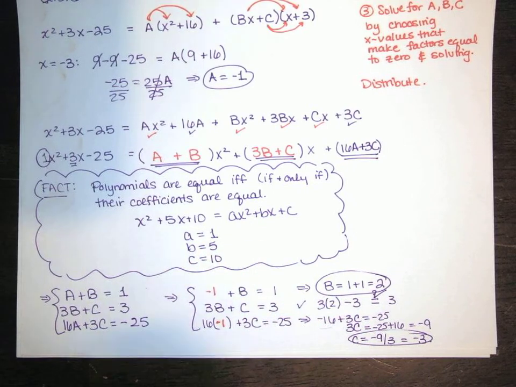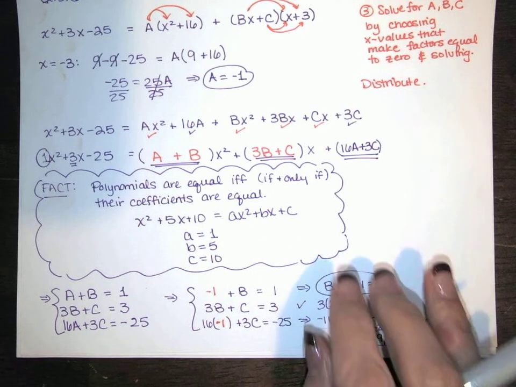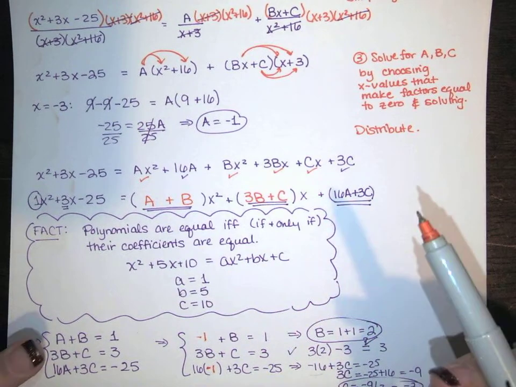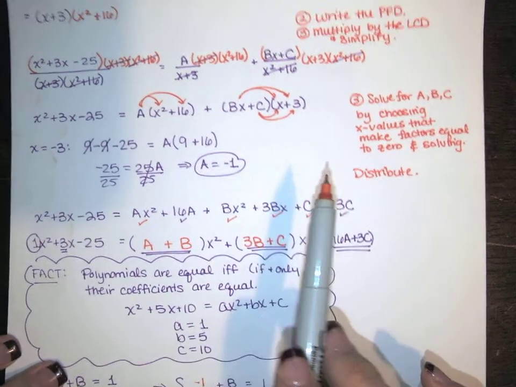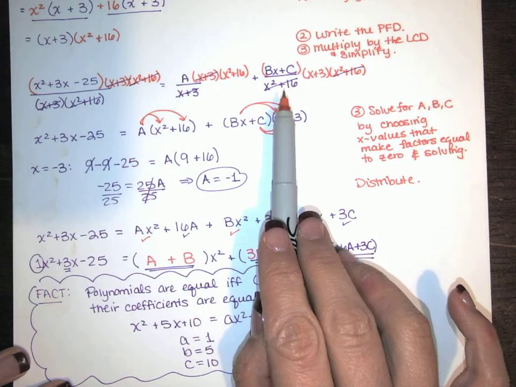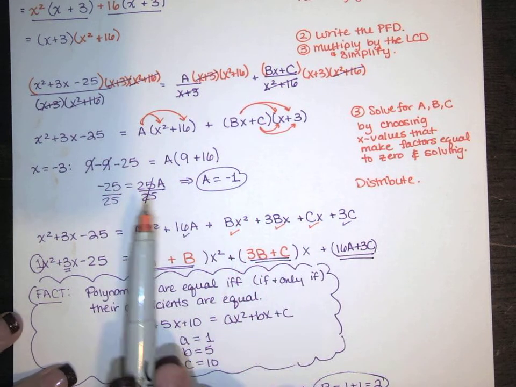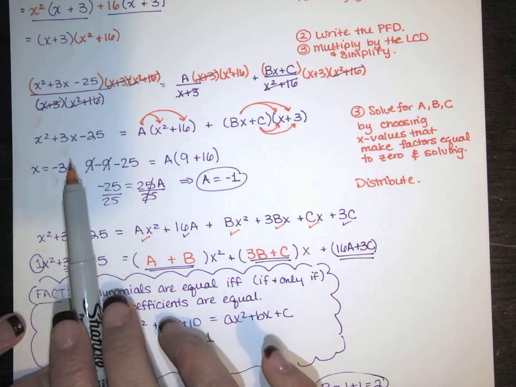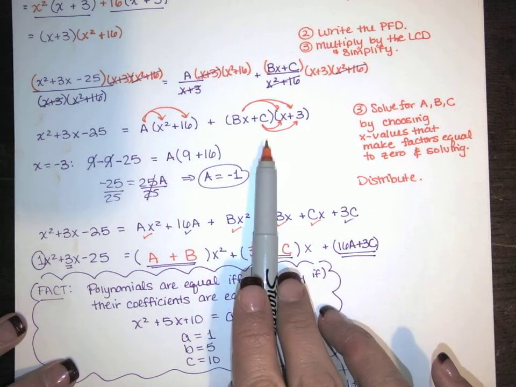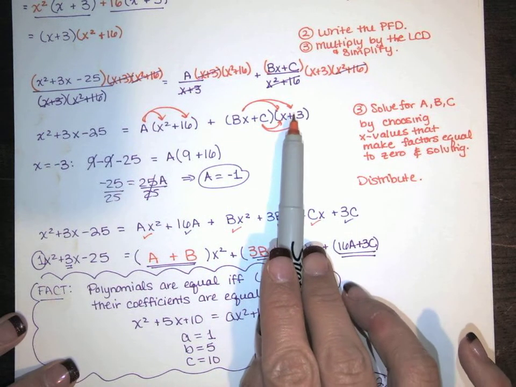Okay, let's see. You might say, oh my goodness, Miss Townsend, that was a lot. How did we do that? Okay, let's go over it again. We wrote down the partial fraction decomposition, and we multiplied by the LCD like we always do. And then this time, we only had one linear factor.